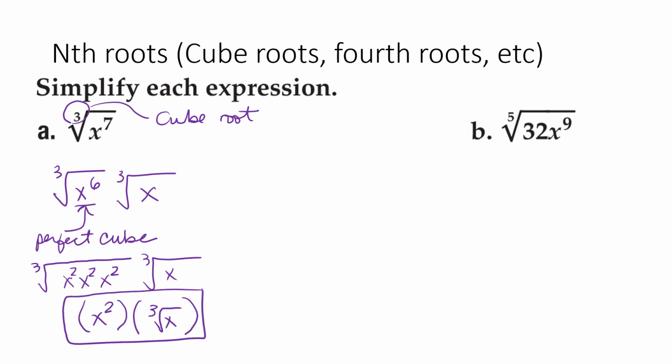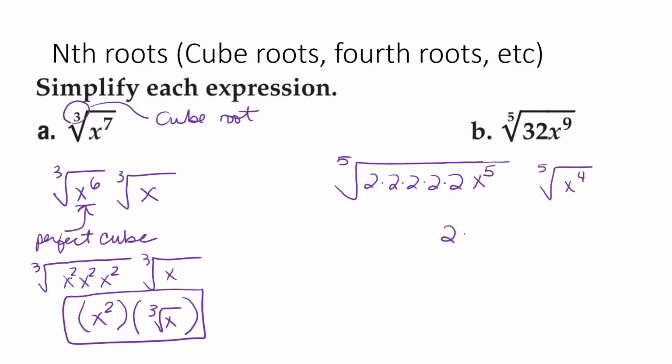Let's do this 5th root together. Now you're going to have to think of things that multiply by themselves 5 times. So let's look at the perfect fifth root stuff. Well, you might realize that 32 is 2 times 2 times 2 times 2 times 2, 2 to the fifth. And then x to the ninth, I'm going to leave that as x to the fifth here, and then I've got left over an x to the fourth. This is all my perfect fifth root part. So I'm going to have 2x, and then I have left over the fifth root of x to the fourth.